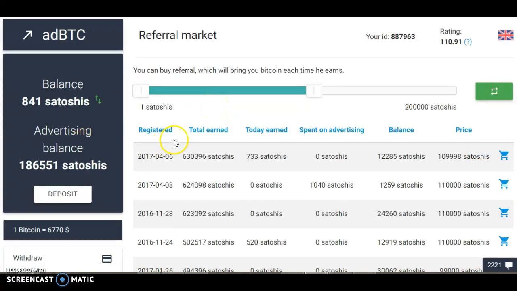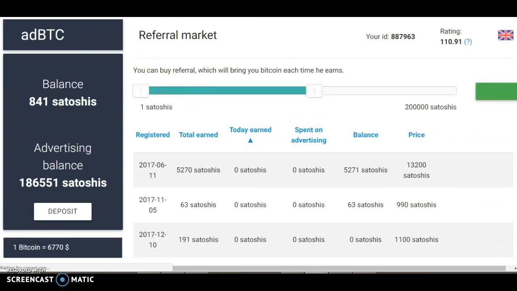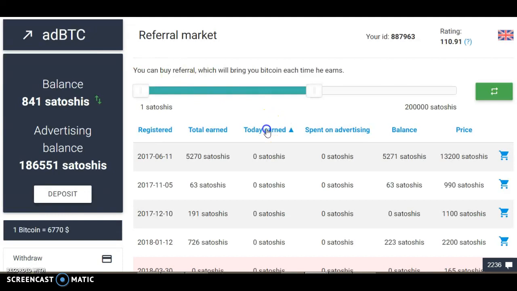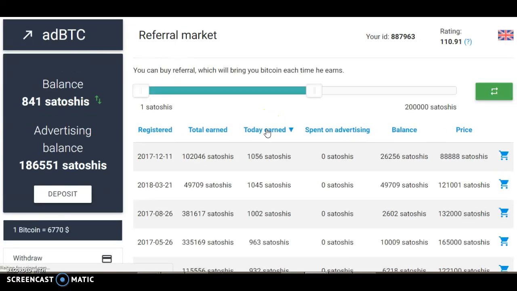And here it just shows you what day they registered, the total amount that they've earned, how much they've earned today, and how much they've spent on advertising. So with the referral program, I actually earn 7.5% from their earnings from day to day. And also if they spend any money on advertising, I will also receive some of that money. So I want to see people that are active, so I am going to change this here.